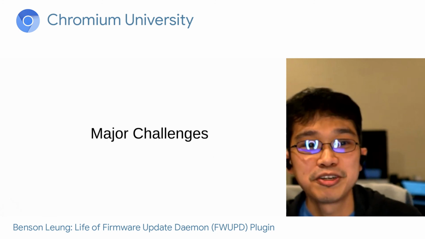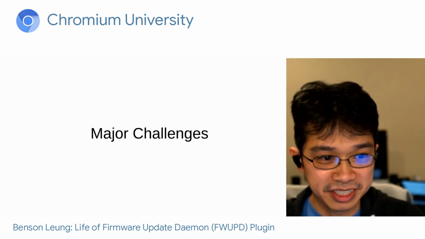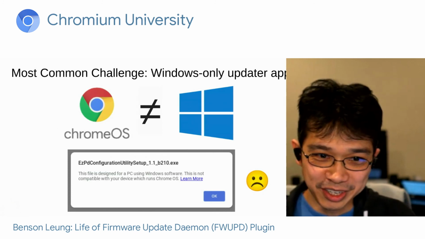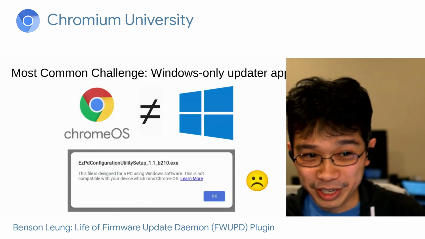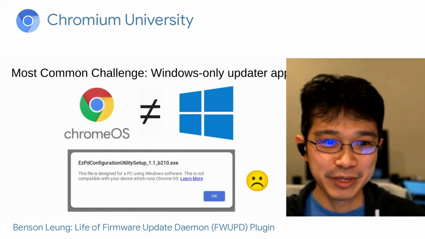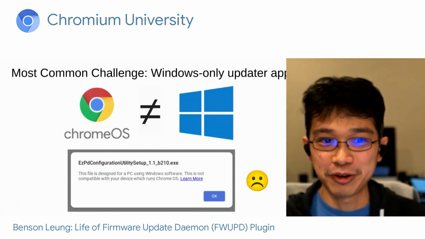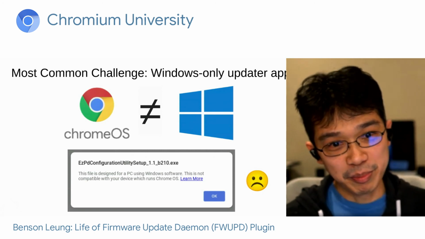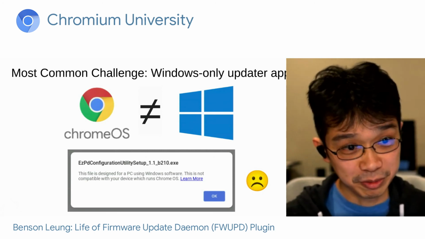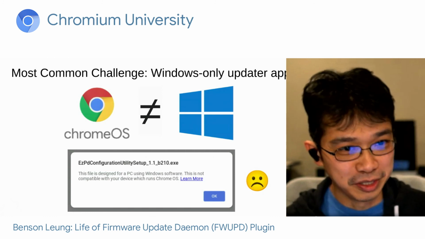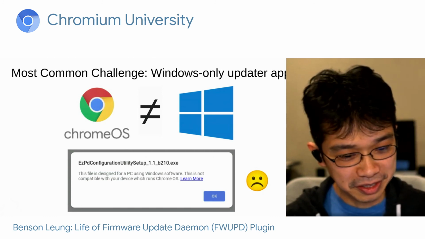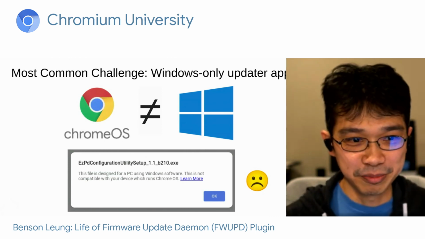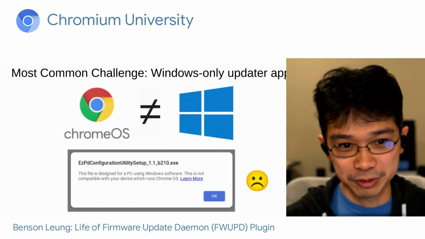So what kind of major challenges do we have for firmware updates? Believe it or not, the number one most common challenge is this: Chrome OS is not Windows. This has happened to us dozens of times. A partner that we're working with on a piece of hardware may release a new firmware to us to fix a bug that we reported. But literally the software utility that they send us is Windows only. As a result, we can't deploy the provided utility or the firmware to our customers.